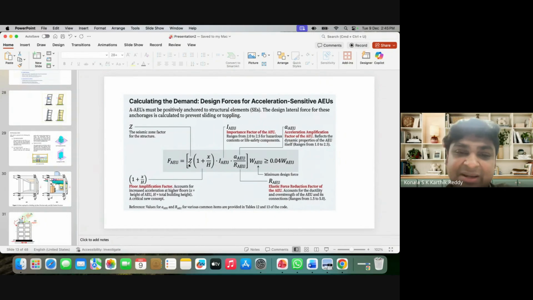Now see, we have completed the variables Z, 1 plus X by H. Now we also spoke a bit about the importance factor. Now we have the force reduction factor, which you are calling R, and we also have an acceleration amplification factor. Why are we talking about this acceleration amplification factor?